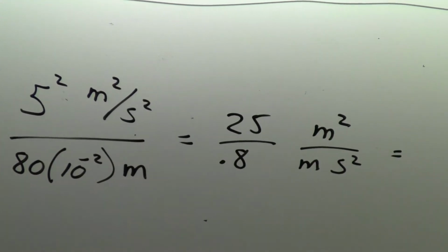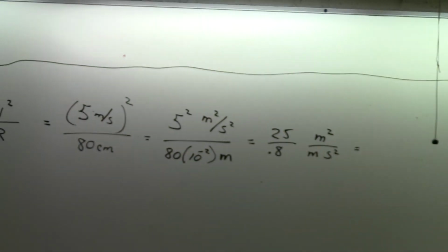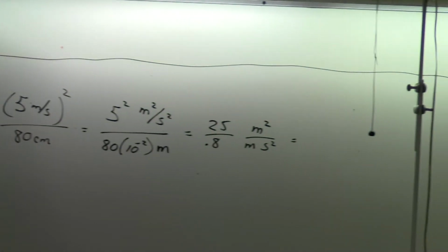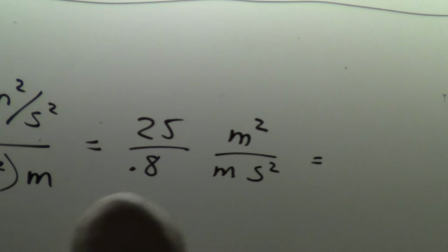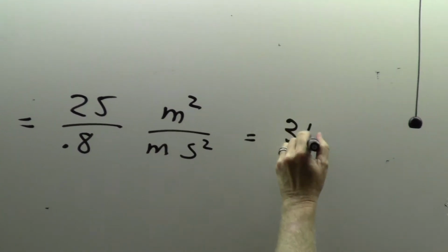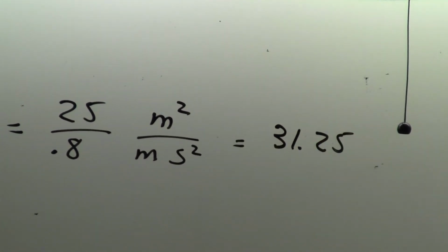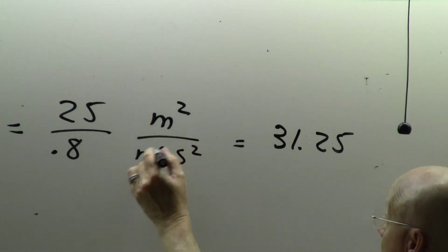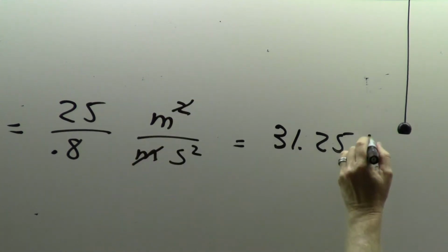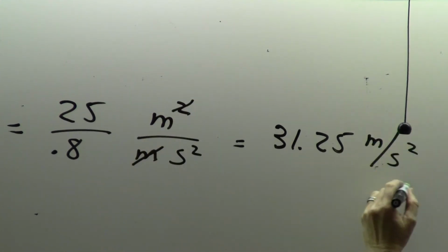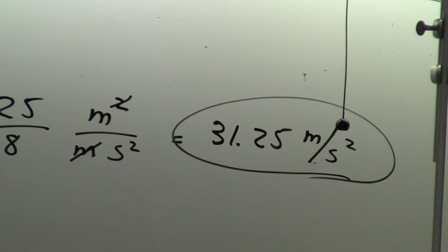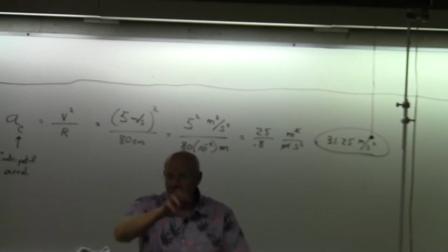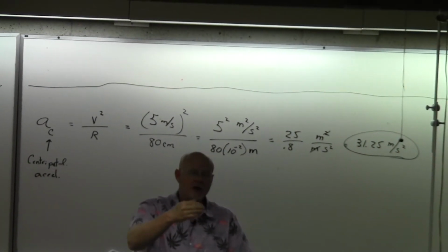To do the numbers, I'm going to have to grab my calculator here. So if I go 25 divided by 0.8, I get 31.25. And then the units would be a meter cancels with a meter, so I get meter per second squared. And now I can do my unit analysis, right? Look what the units came out. After all this math, the units came out to be meters per second squared.